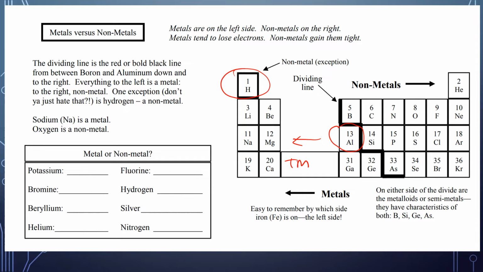So, metal versus nonmetal. Potassium's a metal, beryllium's a metal, bromine's a nonmetal, fluorine is a nonmetal, silver is Ag, and that is a metal, just by knowing that silver is a metal, and nitrogen's a nonmetal.